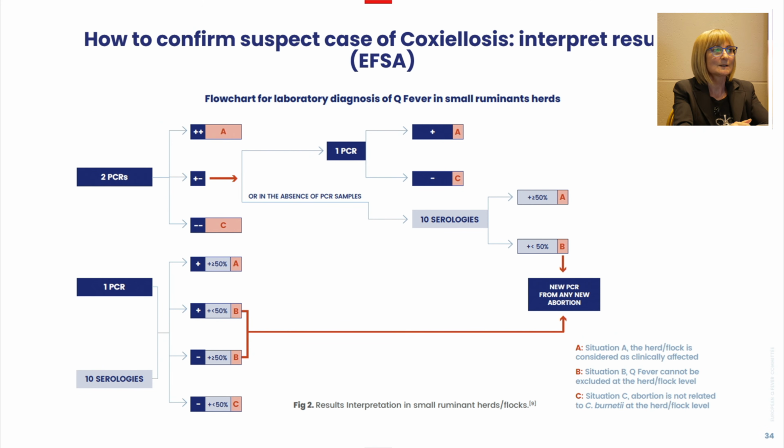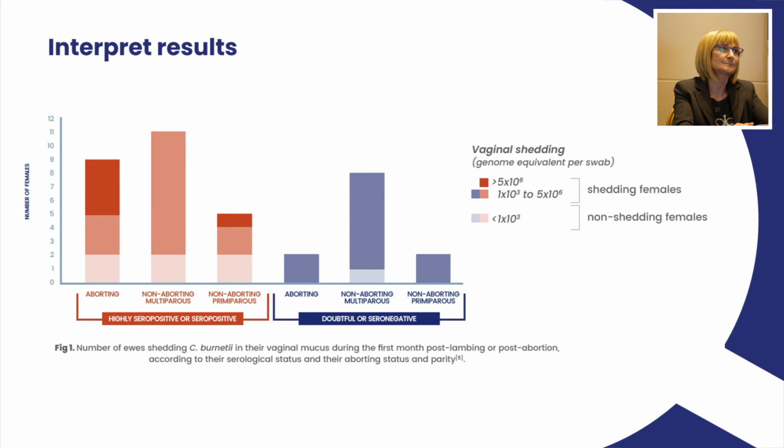If we can start only with 1 PCR, because we have no other samples available, we can start directly with 10 serologies. As told before, the association between the PCR results and serology results can confirm, exclude, or remain in a gray zone that requires further investigation.